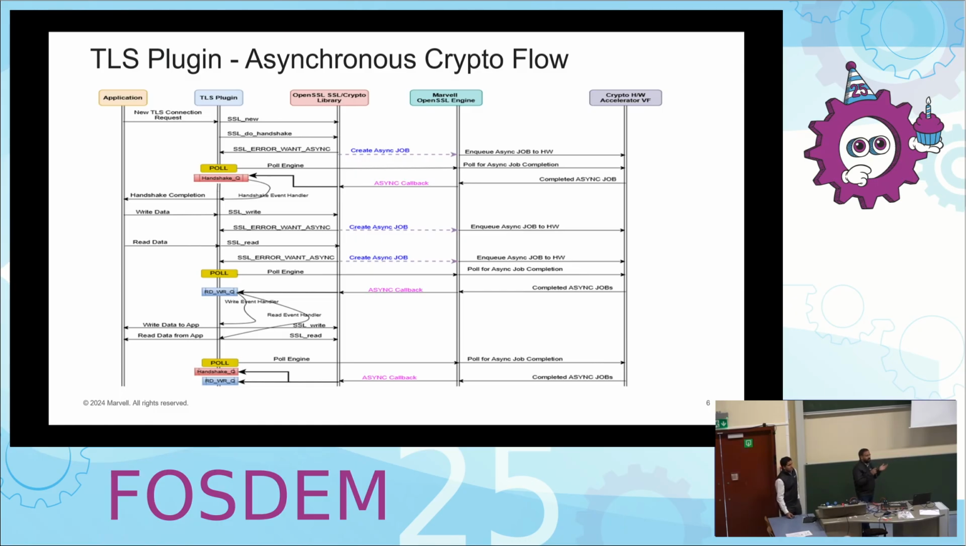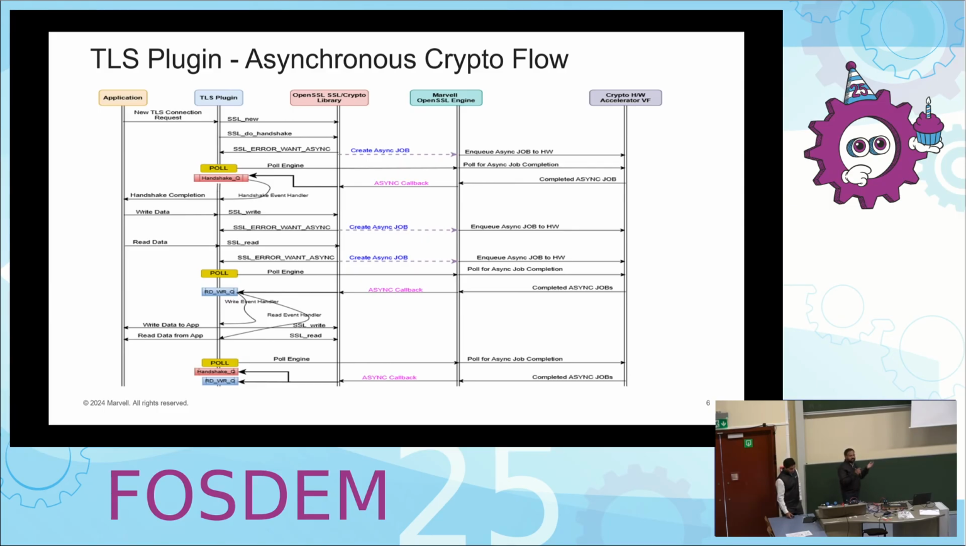So the underlying library will check if the asynchronous mode is enabled or not. If it is enabled, then it checks what is the return value of the API. If it says I want async, then it passes the request to the next level, which is a Marvel OpenSSL engine, which internally enqueues the actual process to the hardware, where the actual work will be done. And once the work is done, the hardware accelerator will respond back to the engine saying that the job is finished. The TLS plugin will continuously poll the engine for the asynchronous request completion.